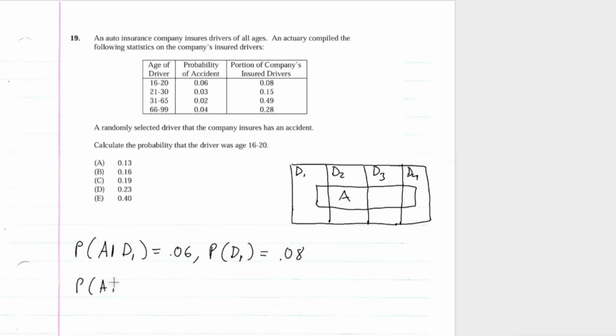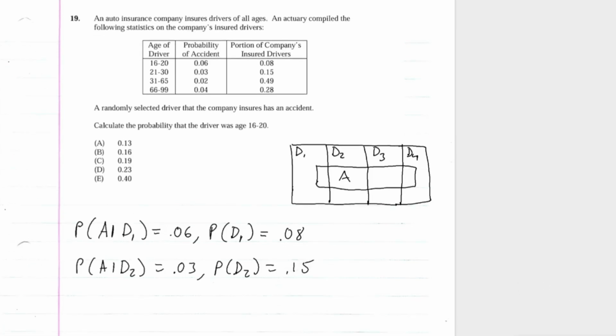So the probability of an accident given D2, the second category, 21 to 30, is 0.03, and the portion of people in that category is 0.15. Now, the probability that they have an accident given they're in the third category is 0.02, and the portion of people in the third category is 0.49.